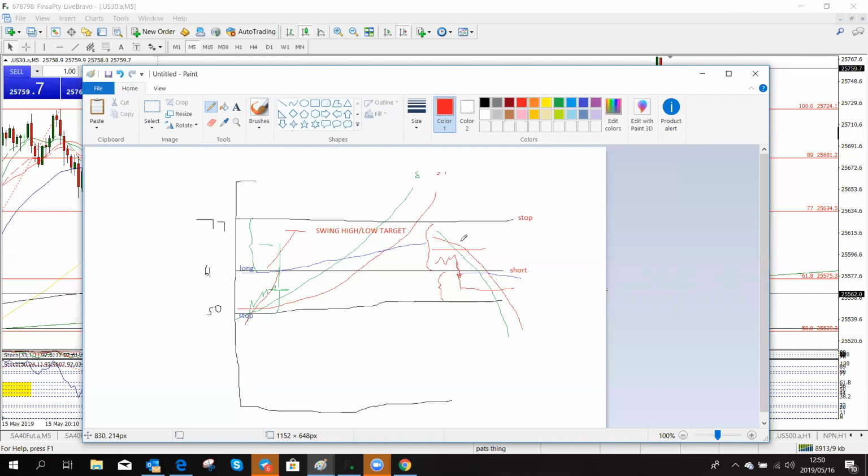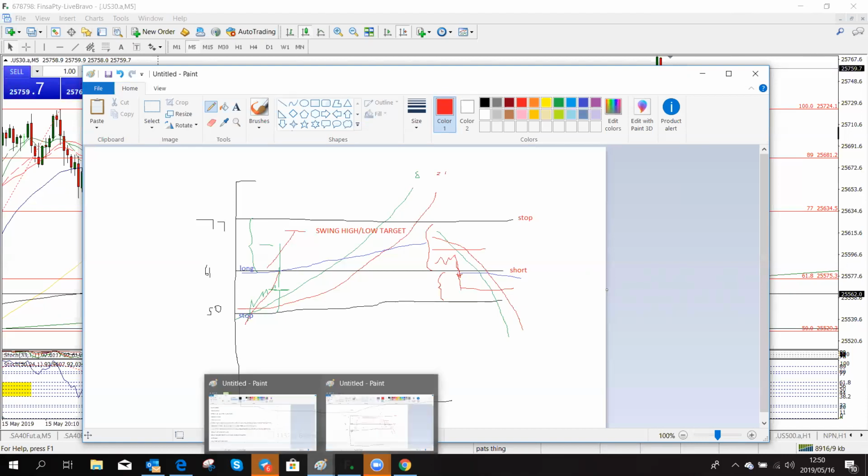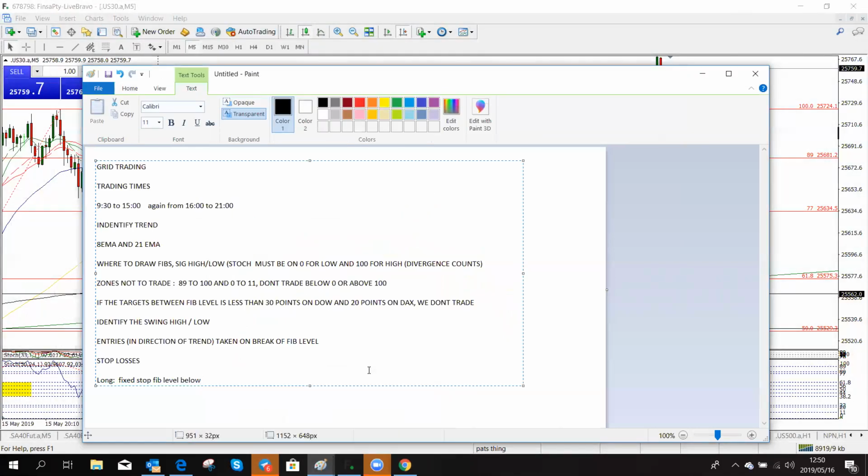Okay, so let's just update that concept. So for a long, the fixed stop is the fib level below. For a short, the fixed stop is the level above. Yeah, that makes sense. As soon as 50% of the target is reached, the stop moves 50% as well. I think we understand that. We've got that.